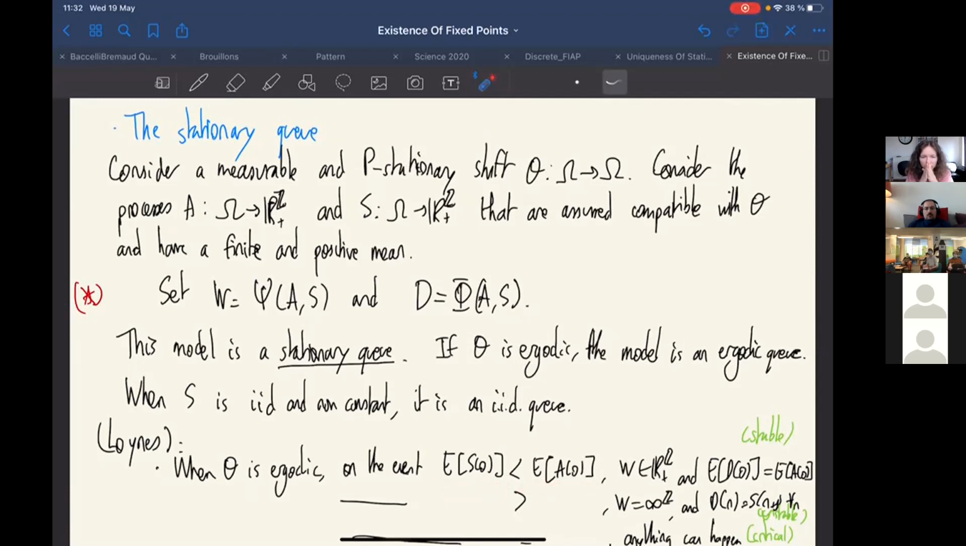So for the first customer, and in what follows, we'll always stay on this event. So we always consider the stable situation. Okay.